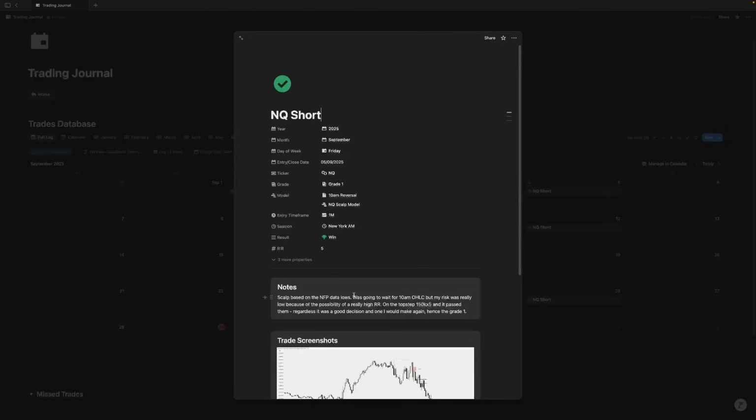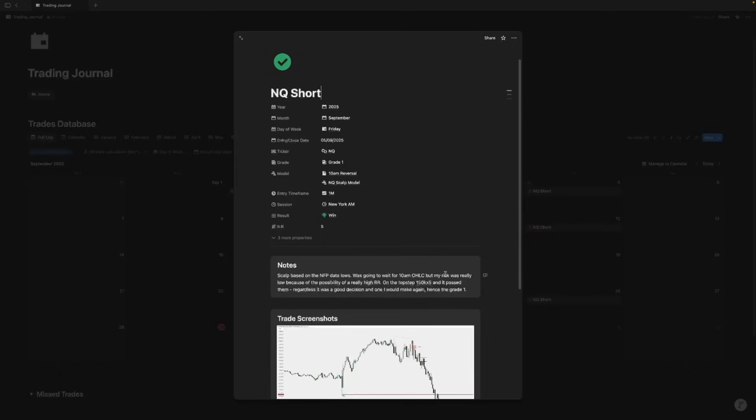Scalp based on NFP data lows. Was going to wait for 10 a.m. open low high close, but my risk was really low because of the possibility of a really high risk to reward. On the top step, 150k times 5, and it passed them. Regardless, it was a good decision and the one I would make again, hence the grade 1. Remember, I told you to grade them.